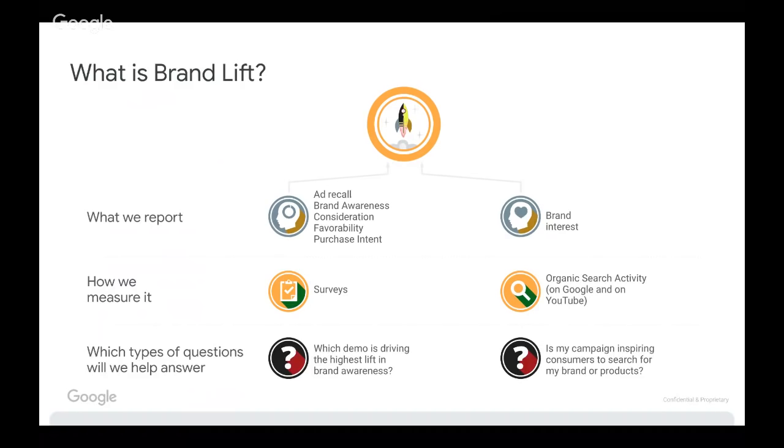We're using brand lift to measure campaign effectiveness specifically on YouTube and looking at brand specific metrics such as ad recall, brand awareness, consideration, favorability, and purchase intent. We are also able to measure brand interest. The two ways we do that is by using surveys and also looking at organic search activity on Google and YouTube. The two things we're trying to figure out is, for example, which demographic is driving the highest lift in brand awareness?